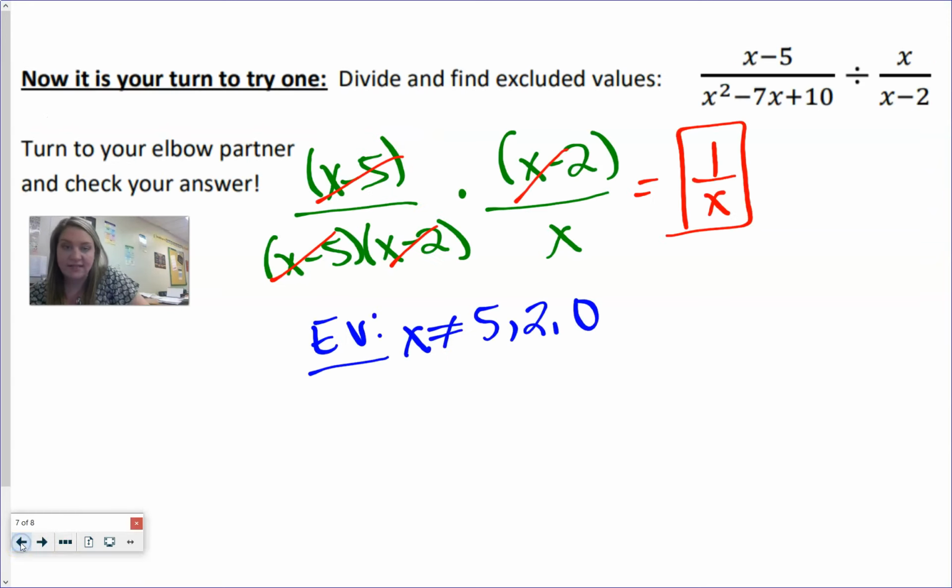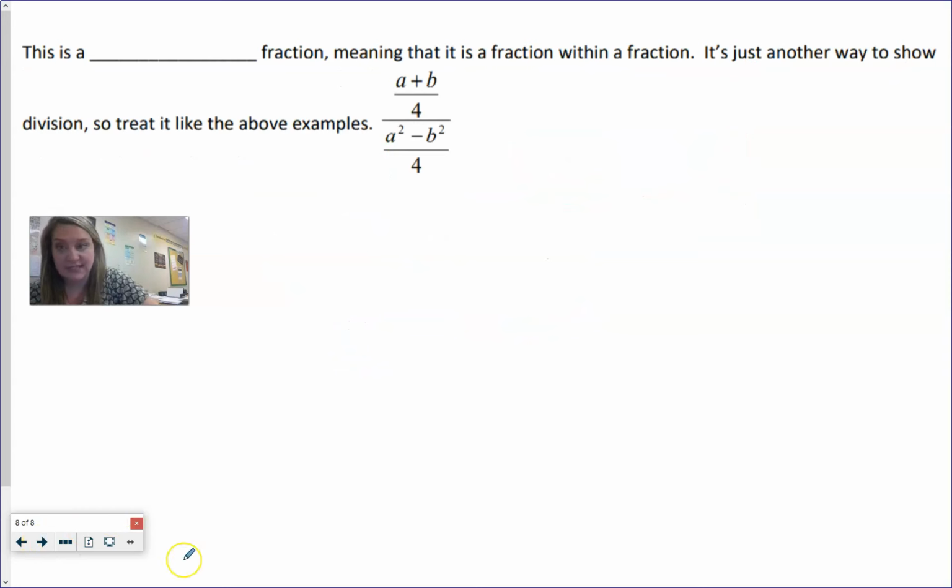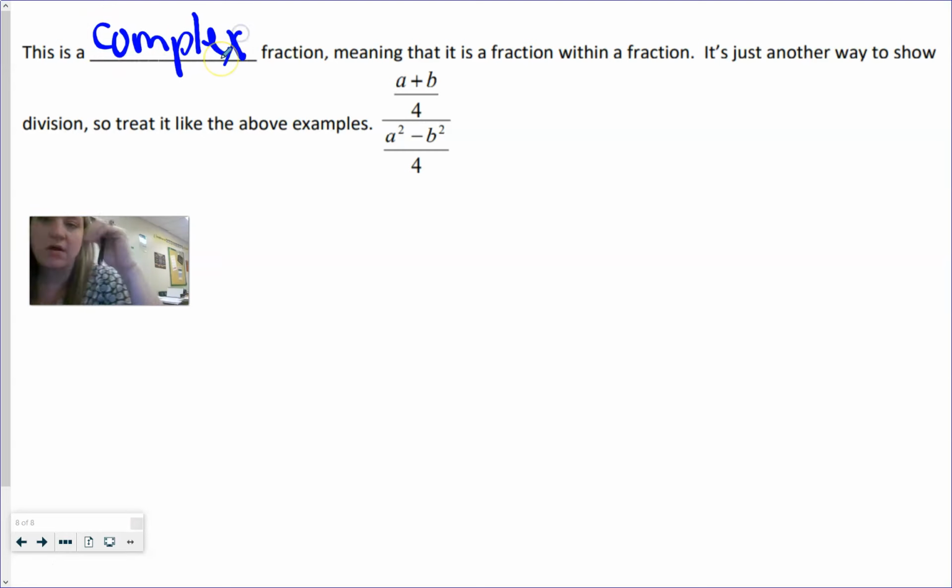Oh, we have one more. Okay, so that is just your simplifying, multiplying, and dividing, okay? There is something called a complex fraction. This is called a complex fraction, meaning it's a fraction in a fraction. It's just another way that we show division, so it's still just a division problem, okay?